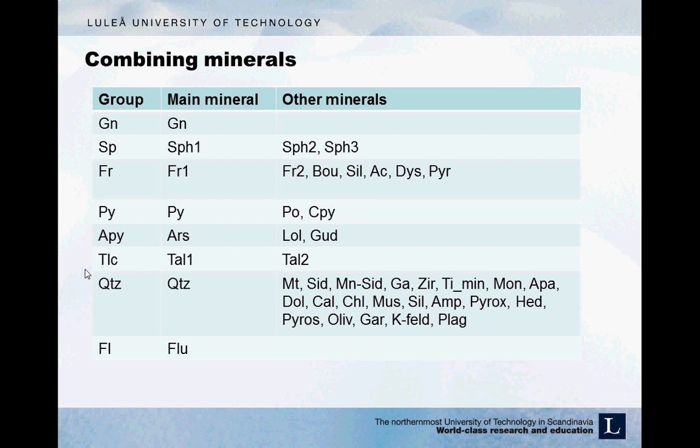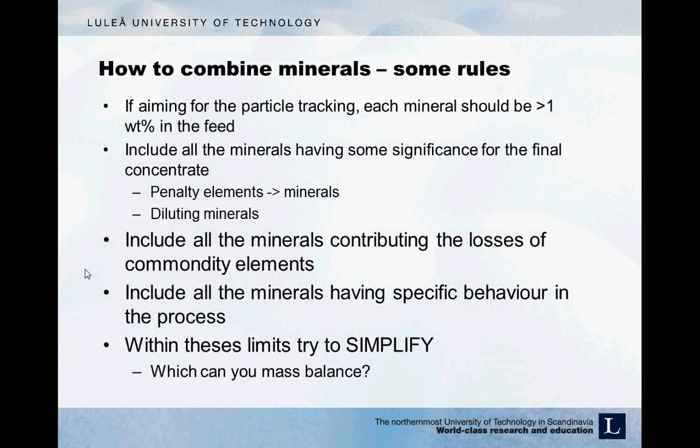Talc, why do we take talc? Because that's naturally floating, and it tends to give a high magnesium grade in the concentrate. And then the non-floating silicates, and also these oxides, we lump into one group, which is represented by quartz, and then fluorite is put as one, because once again the fluorine grade tends to be too high in a concentrate and we need to follow that. So how to combine so many different minerals? There are some rules here, but you should include all the minerals having some significance for the final concentrate. For the penalty elements, you need to identify in which minerals they are and take these minerals as one group or several groups. And on the other hand, you need to simplify your scheme.